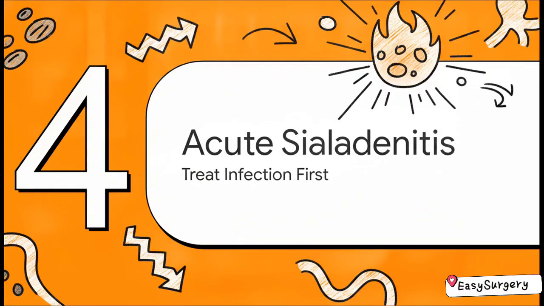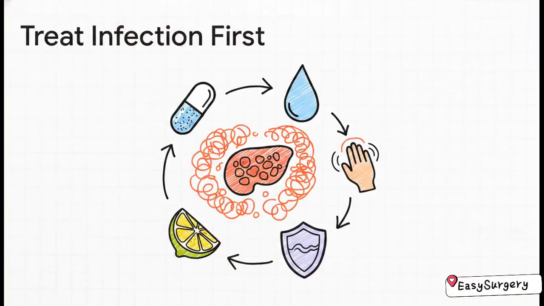We need to talk about this before we even think about definitive removal. Listen, you absolutely cannot dive into removal if the gland is acutely inflamed. You have to treat the infection first. The strict protocol here is antibiotics, hydration, massage, sialagogues, and analgesia. Don't skip any of these.